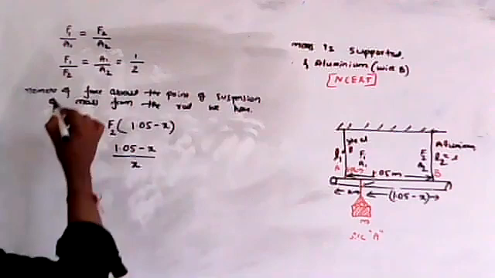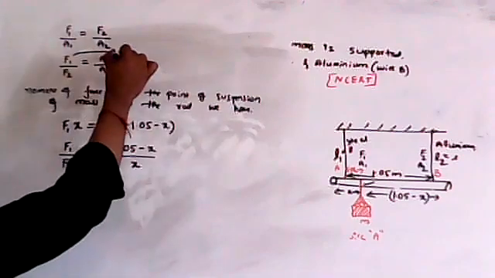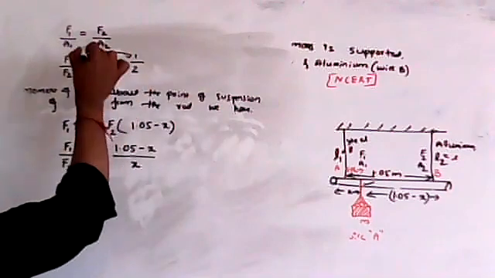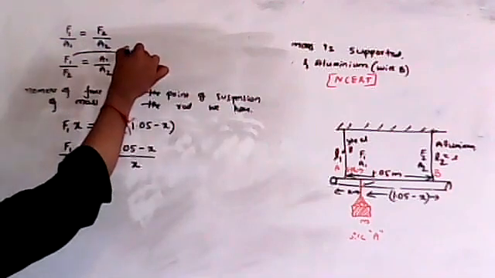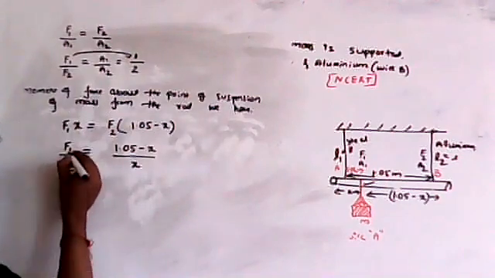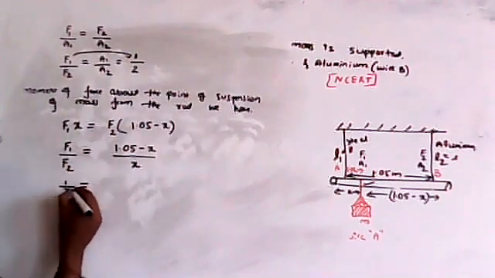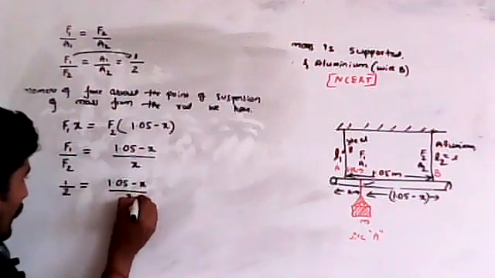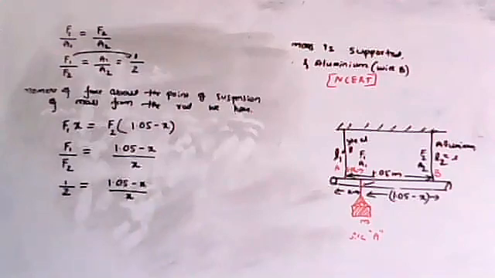Simple steps. But remember, students, F1 is equal to what? 1 by 2. And the area is also equal. So these two quantities represent 1 by 2. It means straight away I can write F1 by F2 is nothing but 1 by 2, which is 1.05 minus x divided by x. Is it clear? Just work it out. You will get an answer for every question.